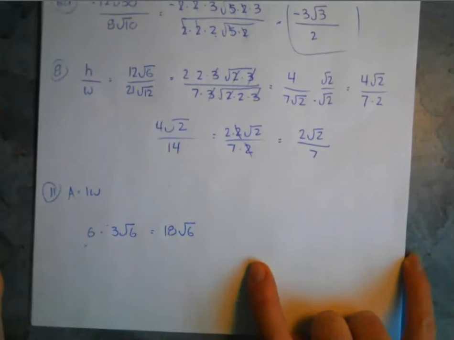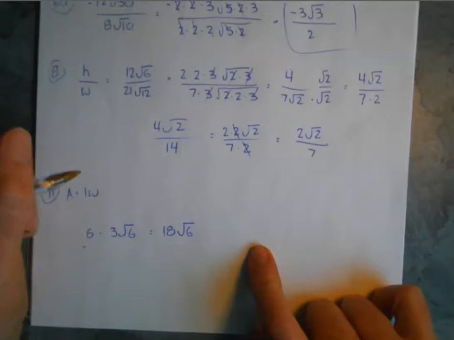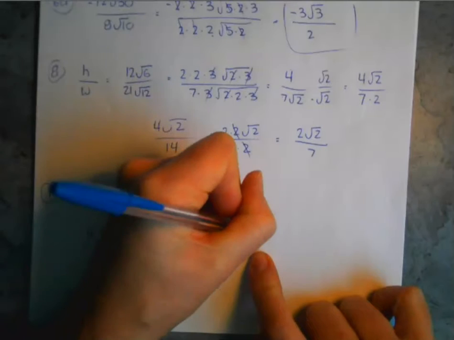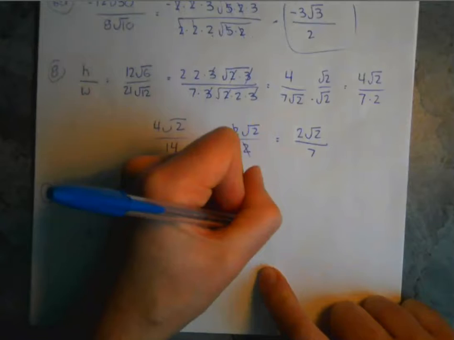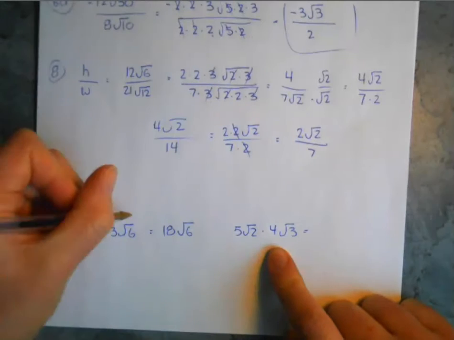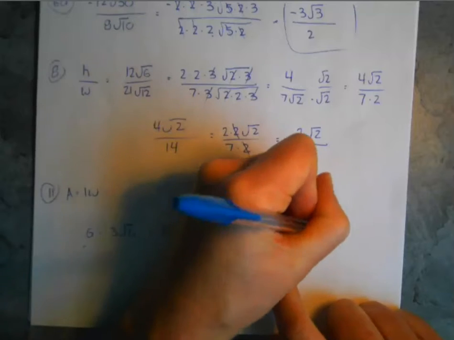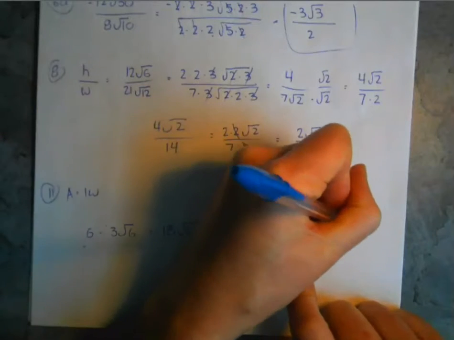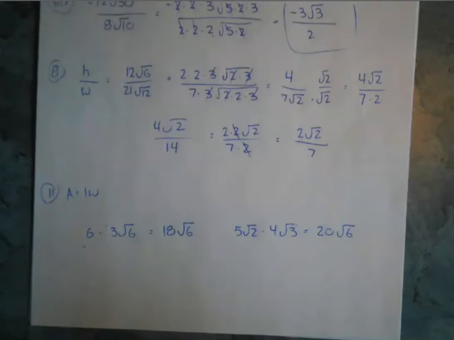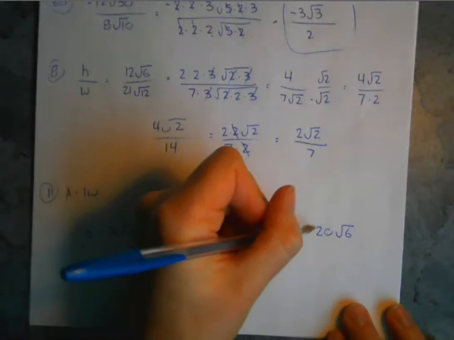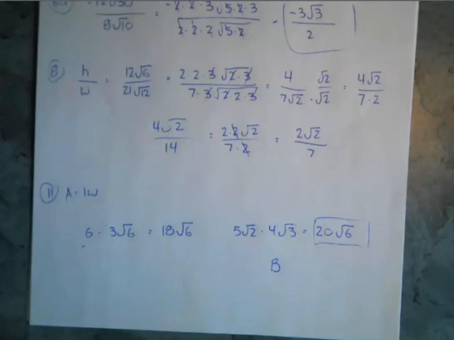Okay, and then the other box that they gave you had 5 root 2 as one dimension and 4 root 3 as the other one. And so we end up with 5 times 4 is 20, 2 times root 3 gives us root 6. So if we have 20 root 6 and 18 root 6, we just have to say which one would be the larger area. And of course, because they're both being multiplied by the same radical, you just have to look for the number with the larger coefficient, which would be box B here with 20 root 6. So B has the larger area.